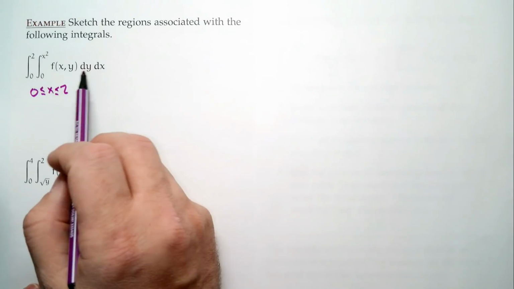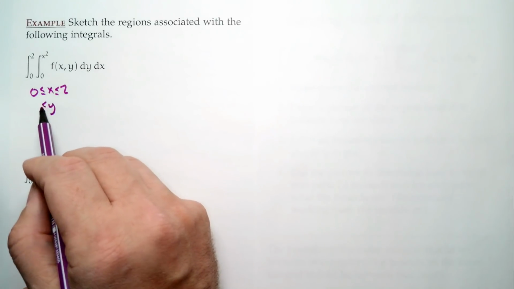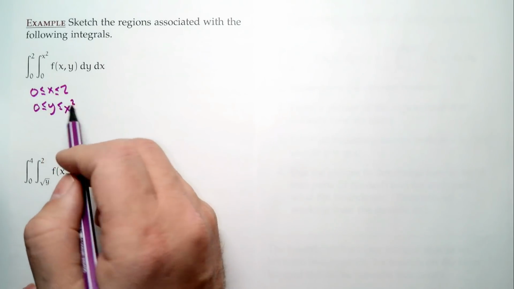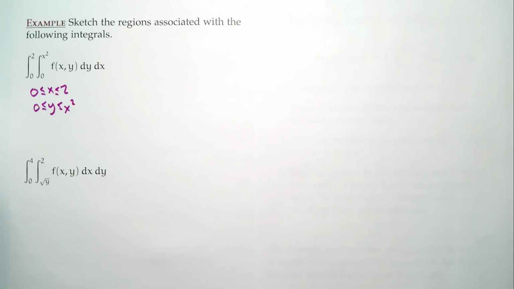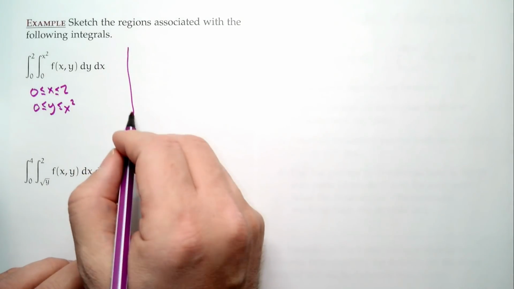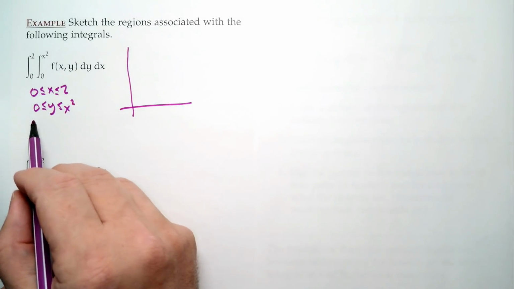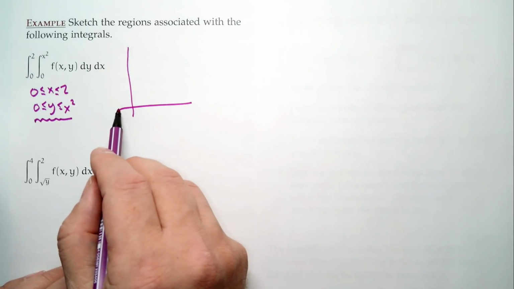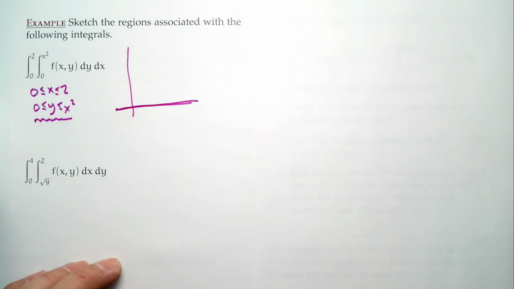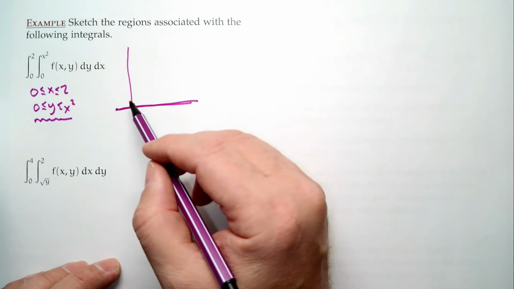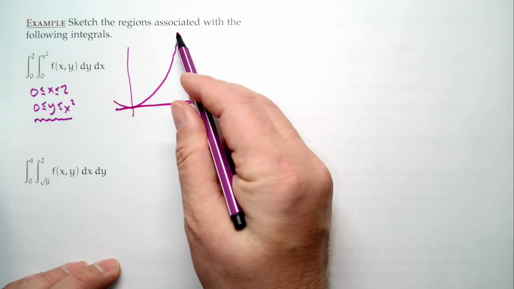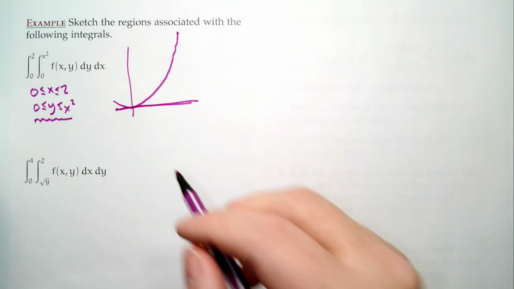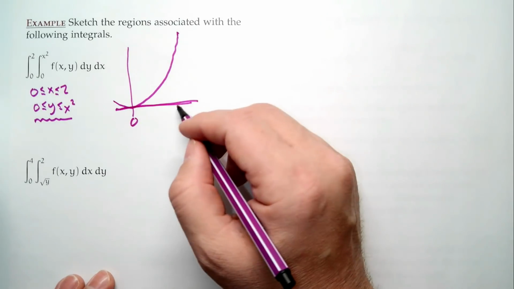What does that layer tell me? Yeah, so the fact that it's a dy tells me I'm trying to tell you something about y, and I'm going from 0 to x squared. So we come over here and we sketch our curves. The curves are the innermost layer. So y equals 0, that's an easy function to sketch. That's just the x-axis. y equals x squared, that's also easy to sketch. That's simply the parabola.